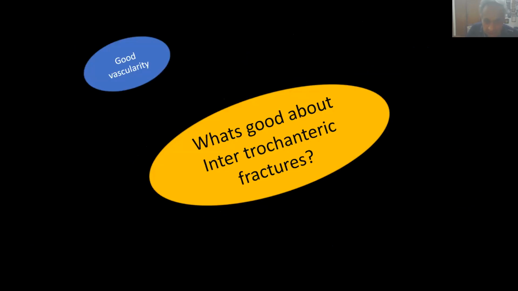There are a few good things about intertrochanteric fractures. One of them is that the vascularity is rather good. The patients are normally not as demanding.